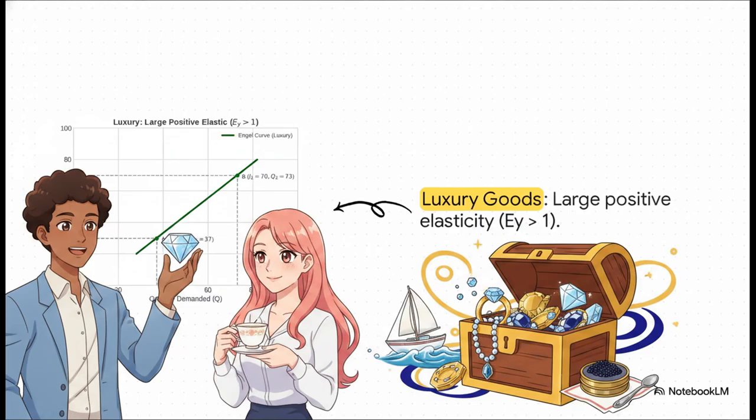Here, that exact same income jump from 30 to 70 creates a massive disproportionate push in quantity, stretching from 37 all the way to 73. This is the realm of the luxuries: sailboats, caviar, diamond jewelry. Consumers willingly skip these when they're broke, for sure, but the moment their purchasing power skyrockets, they totally binge.